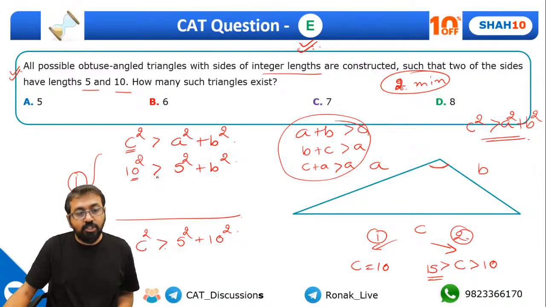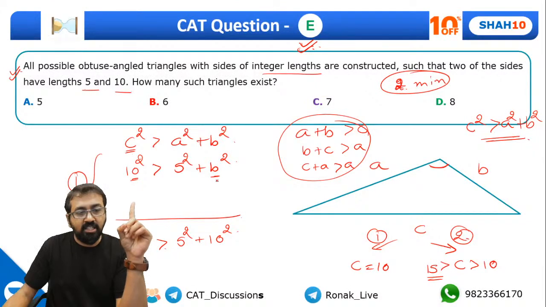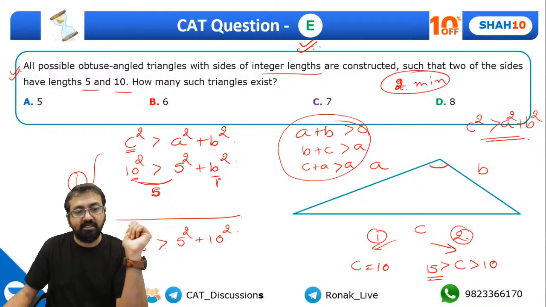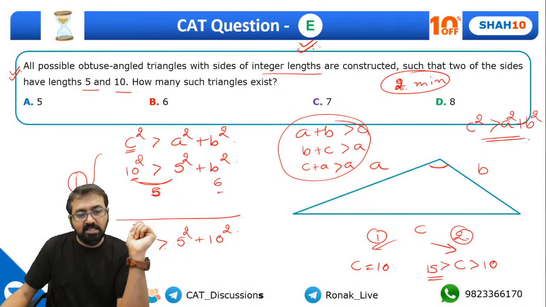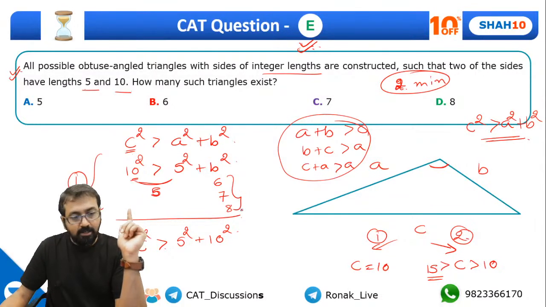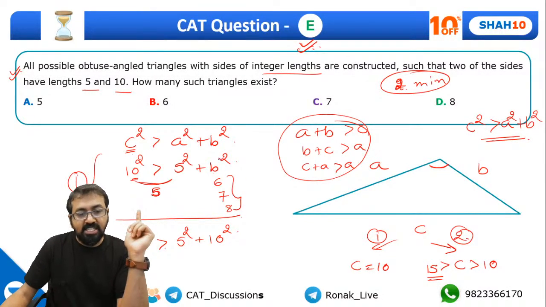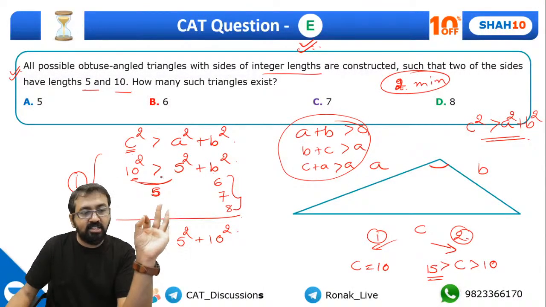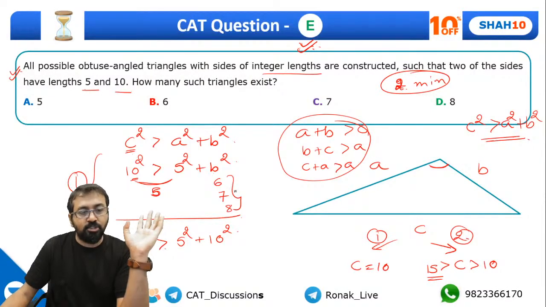And remember, the difference of any two sides should be less than the third side. So can we take B as 1? No, because the difference of these two is 5. So B has to be greater than 5. Remember that. So B can be 6, B can be 7, B can be 8. Can we take B as 8? Yes, that's possible. Can we take B as 9? No, because 9 square is 81, 5 square is 25. 81 plus 25 is 106. It's not less than 10 square. So these are the possible values of B.